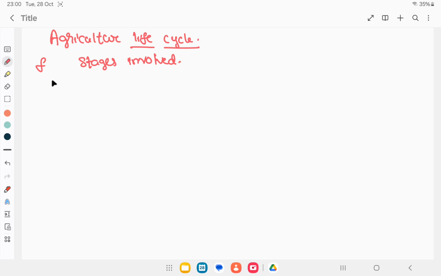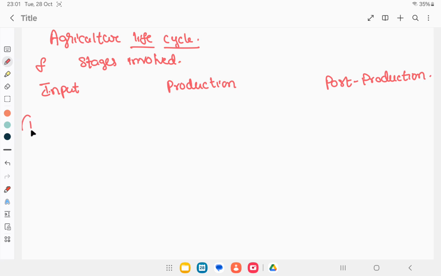The first stage is the input stage. The second stage is the production stage, and the third stage is the post production stage. So you have a total of three stages. Let us discuss each stage. First, the input stage.